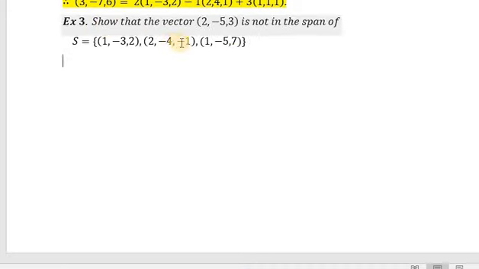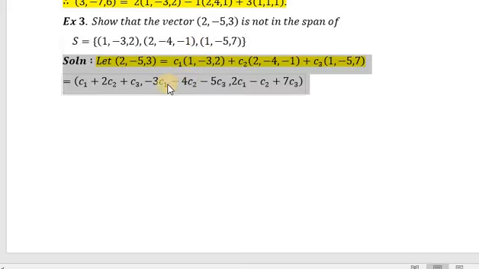Example 3. Show that the vector (2, -5, 3) is not in the span of S equal to (1, -3, 2), (2, -4, -1) and (1, -5, 7). See, if we can express this as a linear combination of these three vectors, then it belongs to the linear span. So in this case, we cannot express this as a linear combination of this. Just to show this, let us consider it as a linear combination and we'll prove the required result.